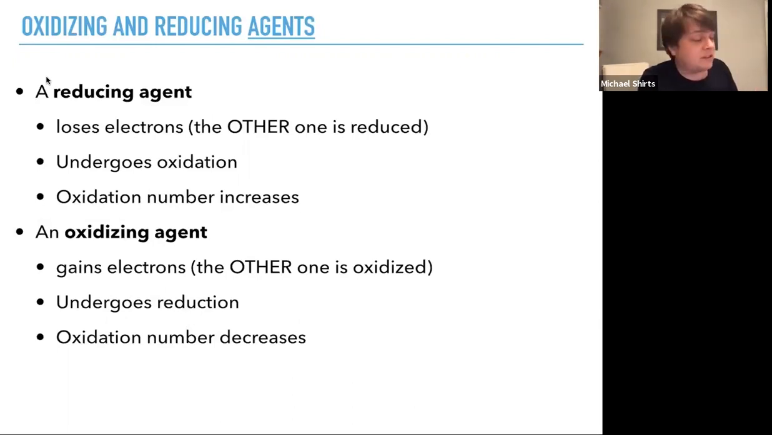These are all equivalent. So a reducing agent loses electrons because it's the other guy that's reduced. It undergoes oxidation, which means that its oxidation number increases. An oxidizing agent, on the other hand, gains electrons because it's the other guy that's oxidized. It undergoes reduction. It's oxidizing the other guy, so it itself is reduced, and its oxidation number decreases.